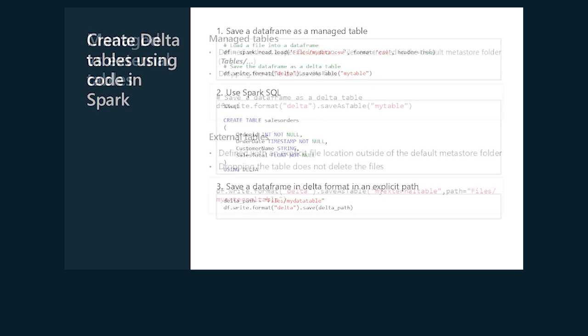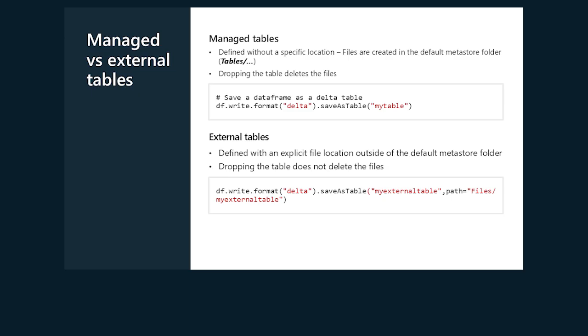Let's focus now a bit more on the differences between managed tables and external tables. In managed tables, the table definition in the metastore folder Tables, along with the underlying data files, are both managed by the Spark runtime for the Fabric Lakehouse. That's why deleting the table will also delete the underlying files from the table storage location in the Lakehouse.